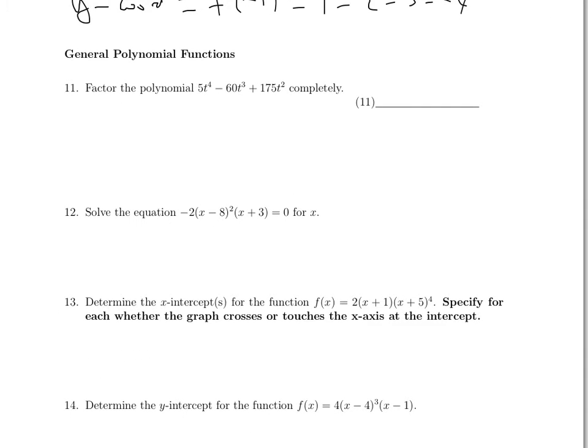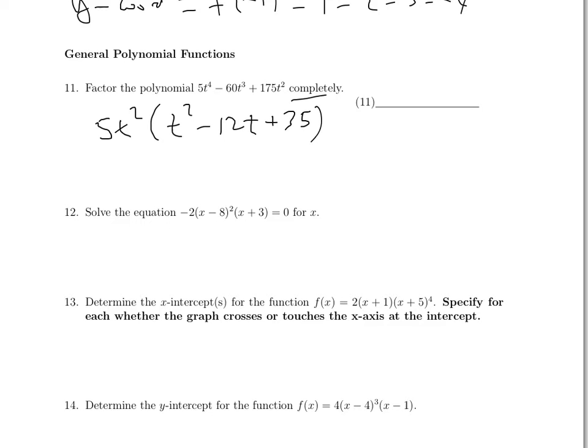Factor completely. Well, the first thing we do when we factor is we look for a common factor for every term, and so in this case, 5t squared goes into every term. You can see that each of the numbers in this polynomial, all of these are multiples of 5, and there's at least a t squared in every term. So that's an easy thing to pull out. That'll leave me behind a t squared minus 12t plus, and I've got to think about what 175 divided by 5 is. I guess that's 35.